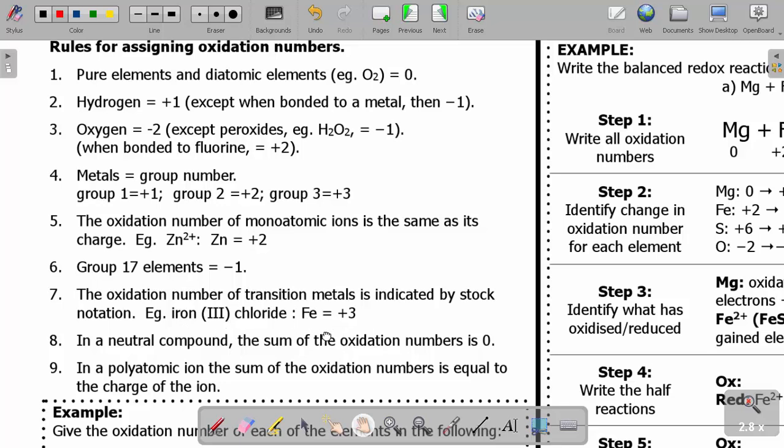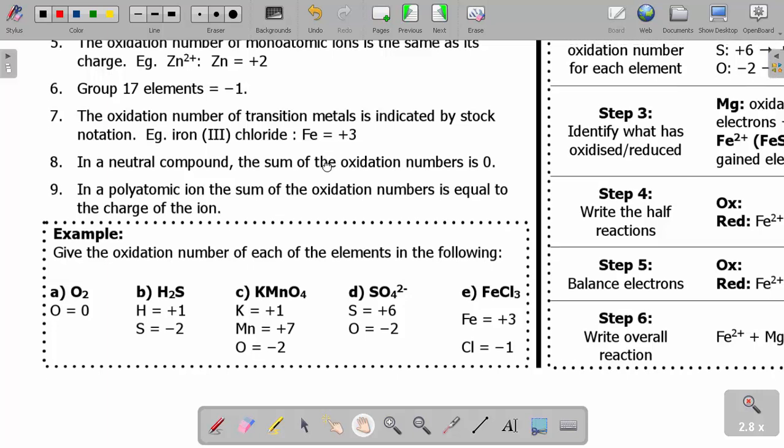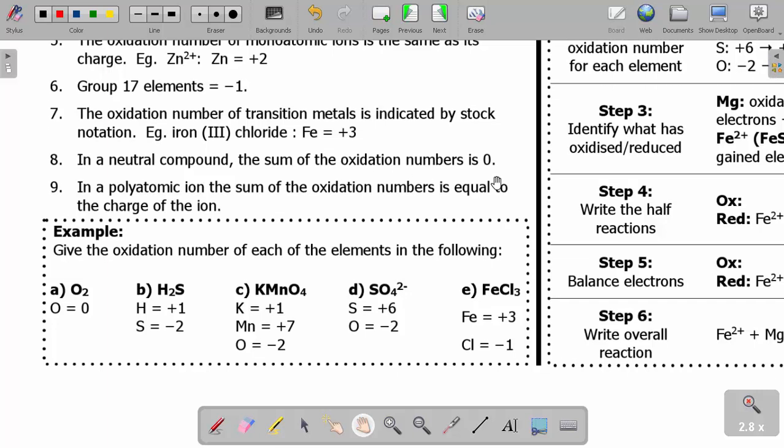And in a neutral compound, the sum of the oxidation numbers is 0. In a neutral compound, the sum of what? The oxidation numbers is 0. We're going to see that in the examples to come shortly. And then in a polyatomic ion, the sum of the oxidation numbers is equal to the charge on the ion. We're going to see that in the examples as well.